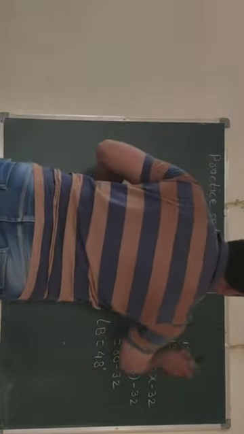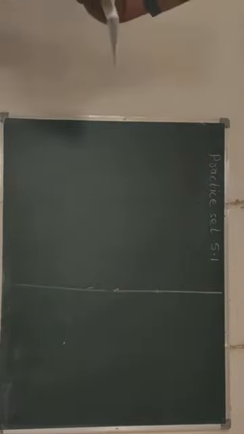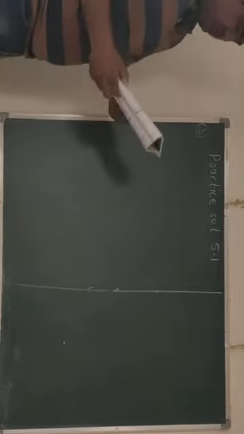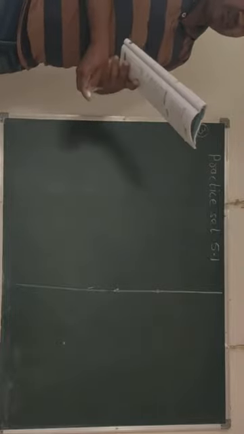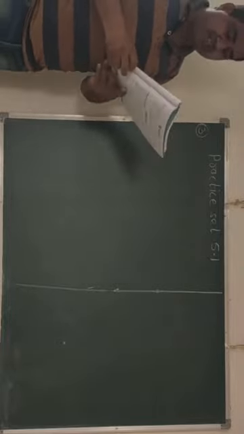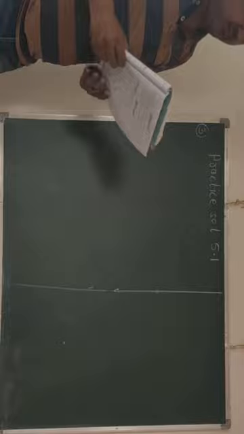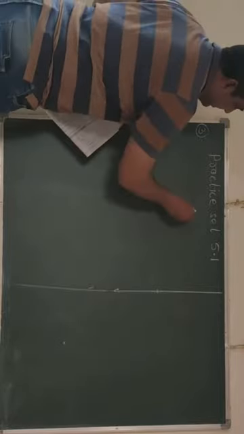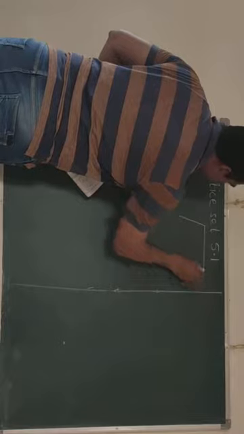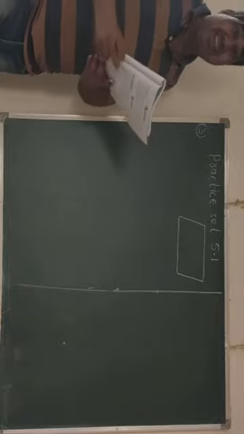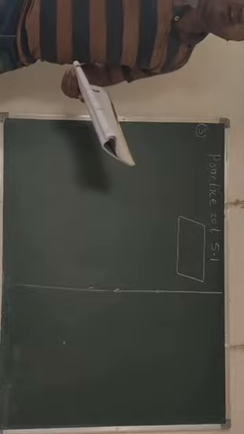Now question number third. We have given that the perimeter of a parallelogram is 150 centimeter. One of its sides is greater than the other side by 25. Find the length of all sides. Here, for your convenience, I am going to draw the diagram again. That is the diagram of the parallelogram. Now, you are given the perimeter. One of its sides is greater than the other side by 25 centimeter.